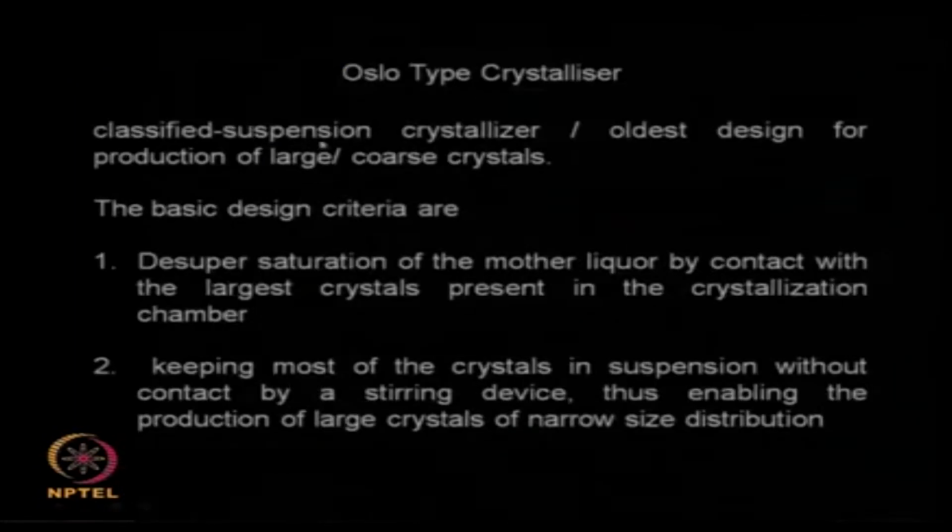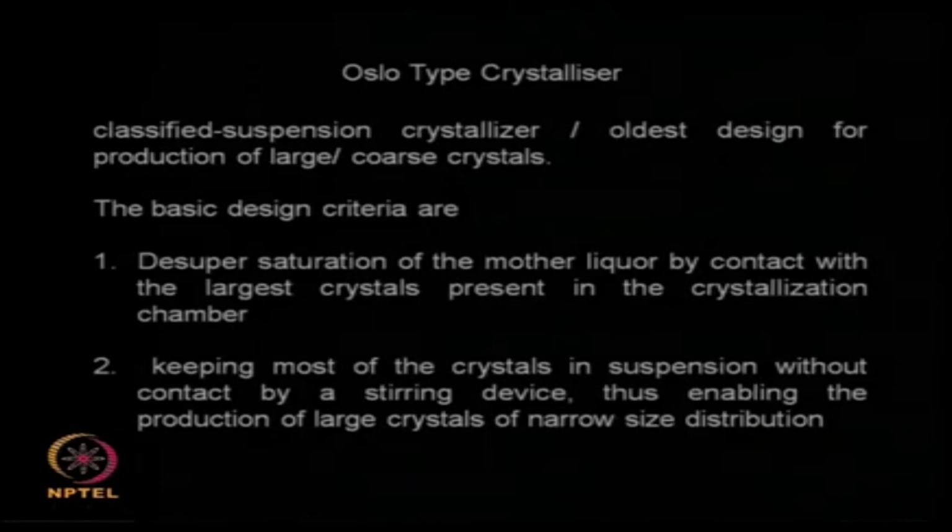So it is called a classified suspension crystallizer, it is a very old design. Your desupersaturation of the mother liquor happens because the supersaturated solution comes in contact with the crystals, and you are keeping most of the crystals in suspension without contact by a stirring device, thus enabling production of large size crystals. The crystals at the bottom of the bed are going to become larger and larger because they come in contact with the supersaturated solution.